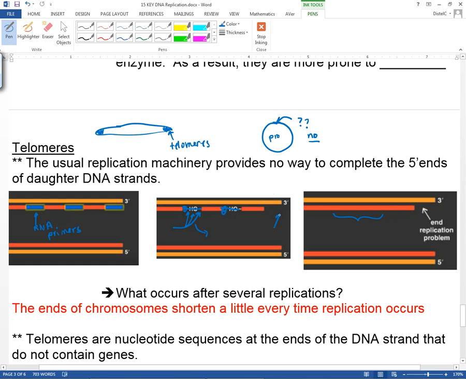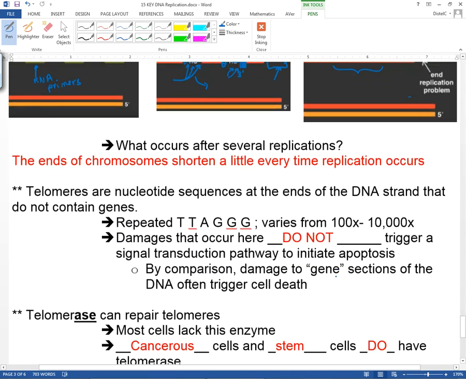But right here, there's nothing to attach the nucleotides to, because you have to have a nucleotide here with a 3' end available to bring in new nucleotides. Over here, there's nothing. So what ends up happening is this space is unfilled. So what occurs after several replications? Well, the ends of your chromosomes get shorter every single time. A little bit shorter, a little bit shorter, a little bit shorter.